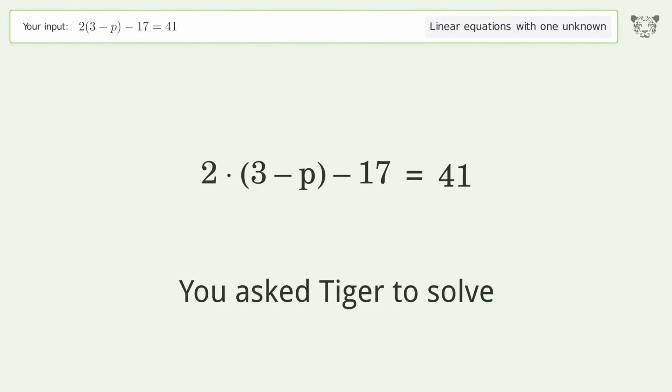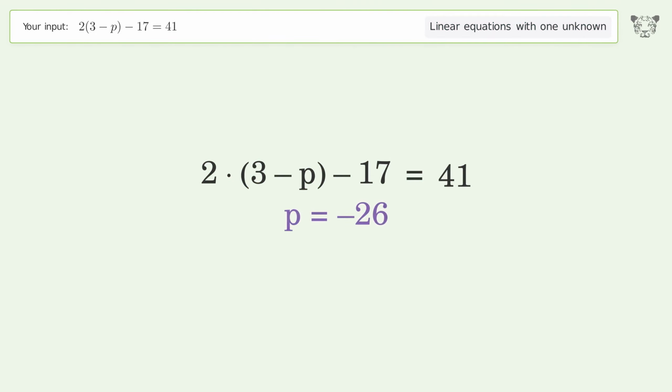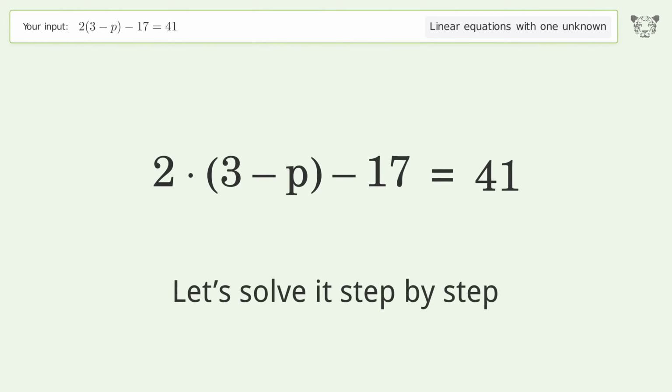You ask Tiger to solve. This deals with linear equations with one unknown. The final result is p equals -26. Let's solve it step by step.